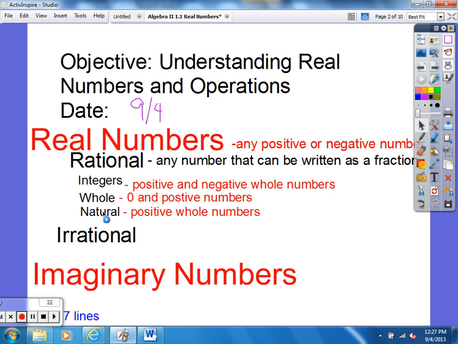Natural numbers, on the other hand, are positive whole numbers. So natural numbers start at 0. I'm sorry, they start at 1. I almost gave the wrong answer there. Natural numbers start at 1. 1, 2, 3, 4, 5. So is 0 a natural number? No, it is not.